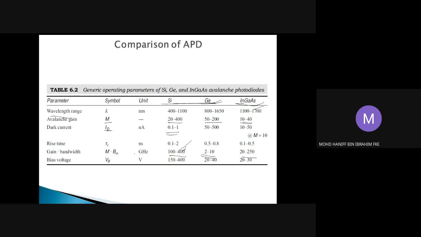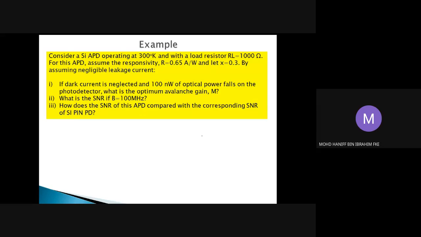The bias voltage is the reverse bias voltage that shall be applied in your APD. Silicon requires a very high reverse bias voltage, up to 400, as compared to germanium and indium gallium arsenide. So this is a very short comparison between the APDs depending on the material used in the APD fabrication.